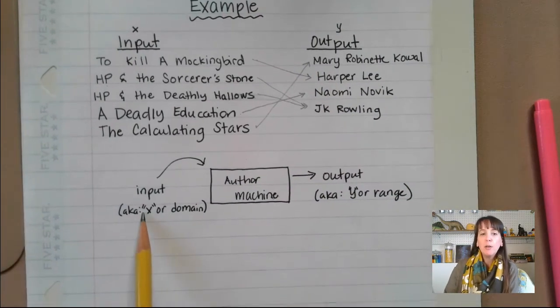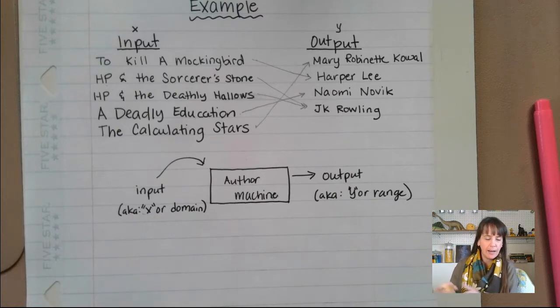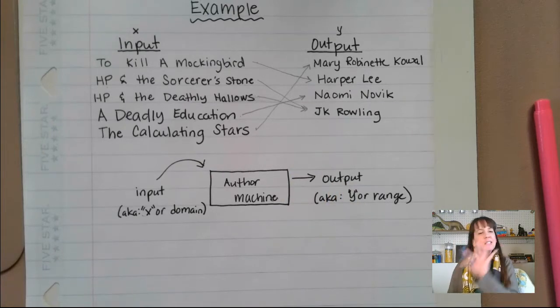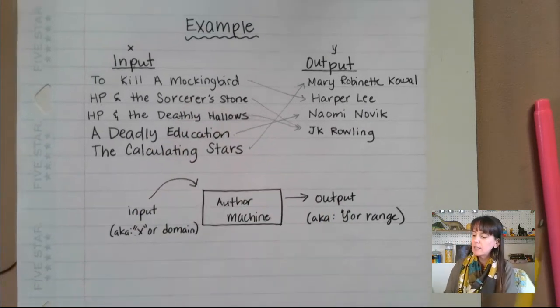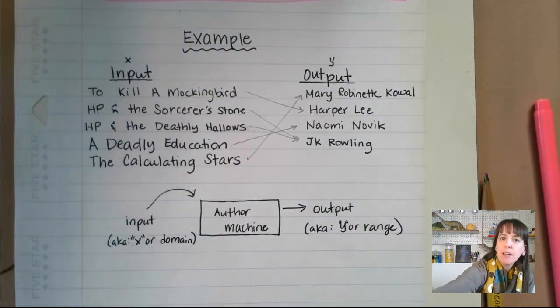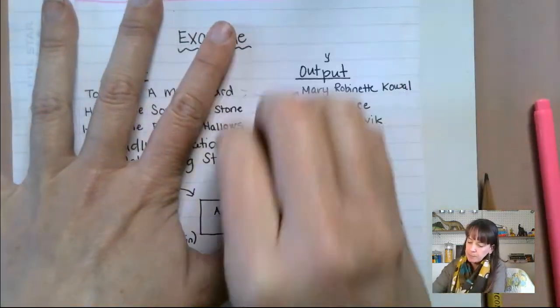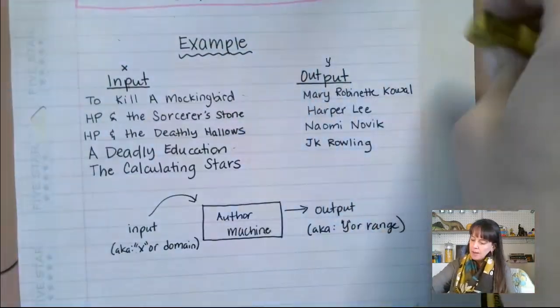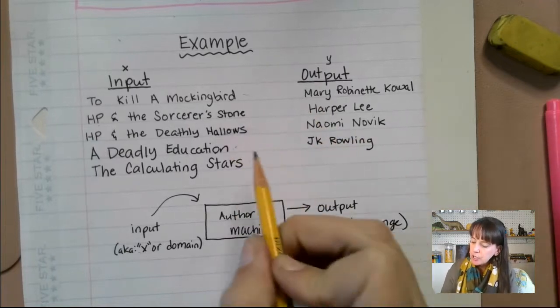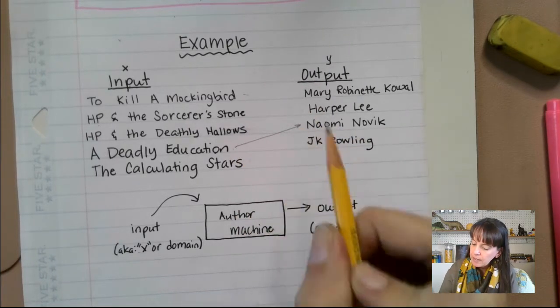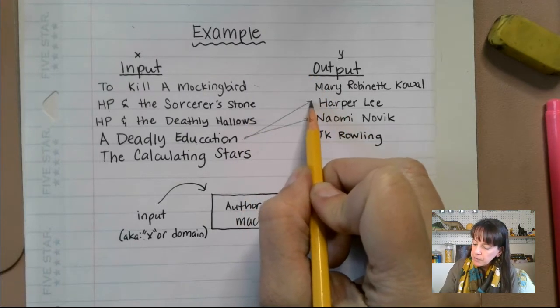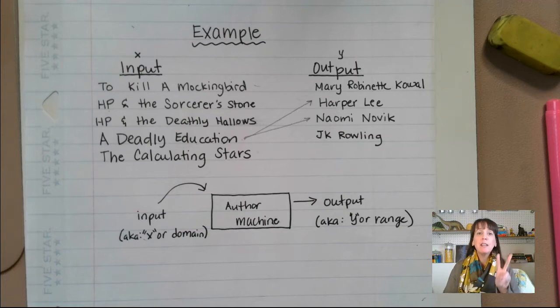Okay, so what I've done is I put in an input, aka an X, or my domain. I input this into my author machine and I got out the actual author. This machine is working great. Now let's say that I put in A Deadly Education, and I get out Naomi Novik, right? And I put in A Deadly Education again, and I get out Harper Lee. That machine is broken because we cannot have 2 authors that write the same book.